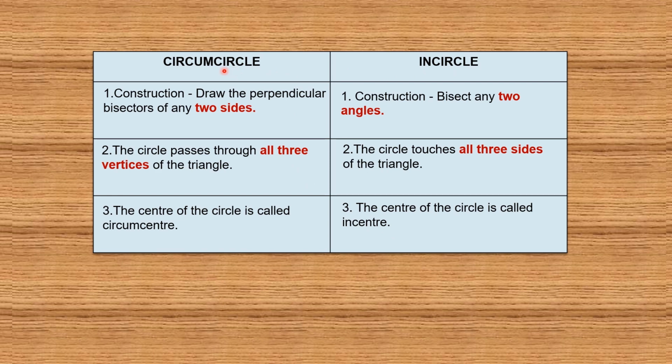So when you constructed the circumcircle, what did you do? You drew the perpendicular bisectors of any two sides. Here we're going to bisect two angles. So let's begin with this.